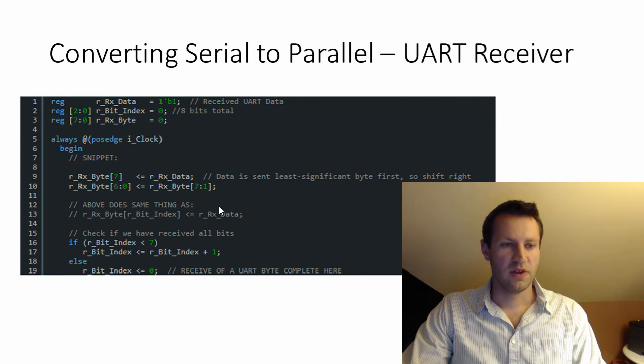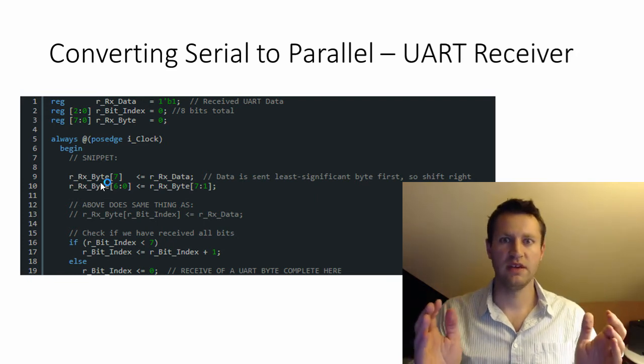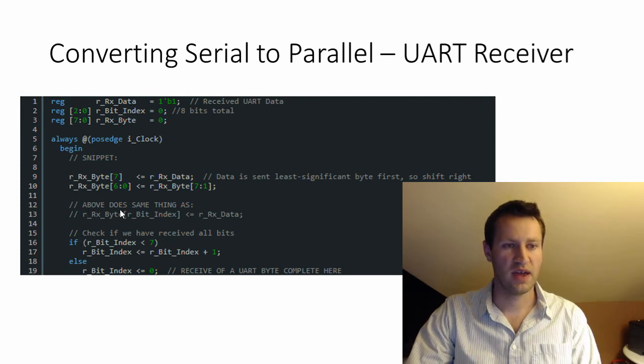So it looks very similar to the delay example I just did. And then down here, I'm checking to see if the bit index is less than 7, I'm incrementing some index. And otherwise, if it's equal to 7, then I'm saying the byte is complete at this point. And now I can look at the data that's in RX byte and know that it is a complete received UART byte.